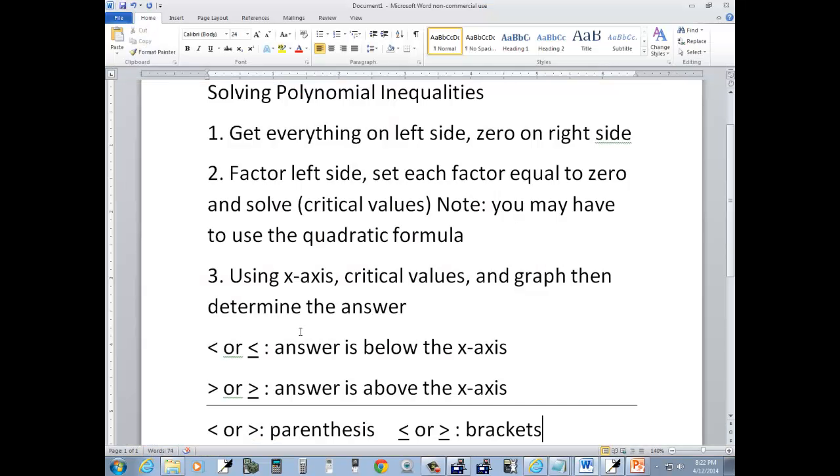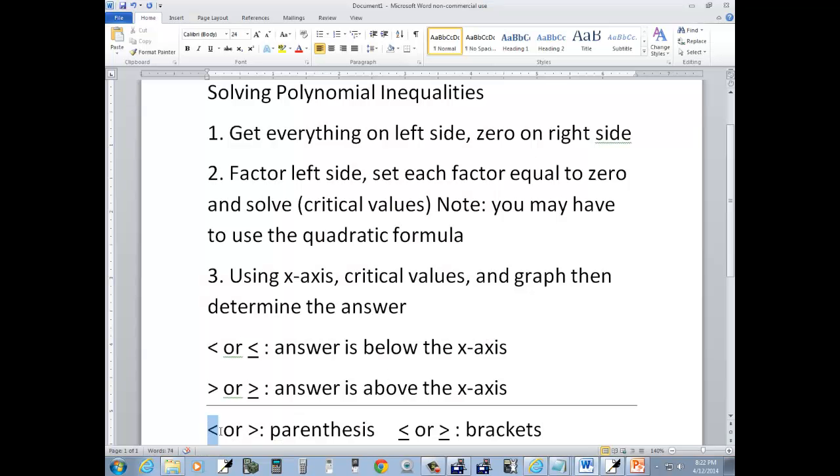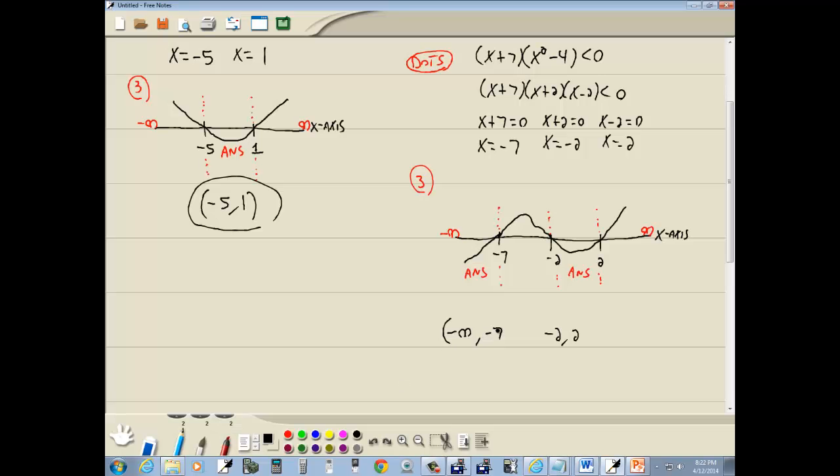Okay, less than. Less than says our answer is below the x-axis. Well, it's below the x-axis here. It's also below the x-axis here. This interval here is -∞ to -7, and this interval is -2 to +2. Infinities always have parentheses on them. Now here we have a less than. Less than tells us we're going to use parentheses, which means I'll put parentheses around these numbers here. And if you have two or more intervals, you connect them with union symbols. And that would be our answer.